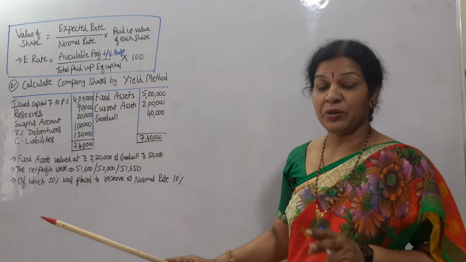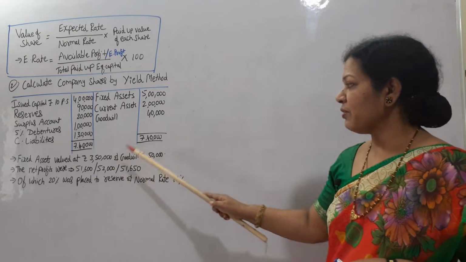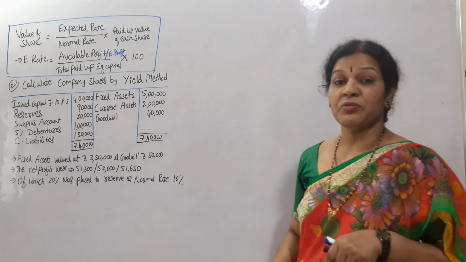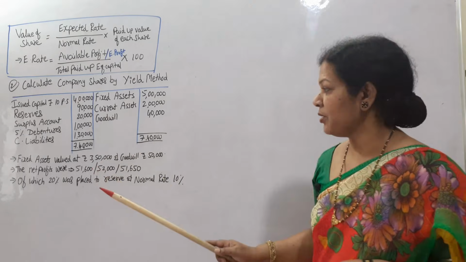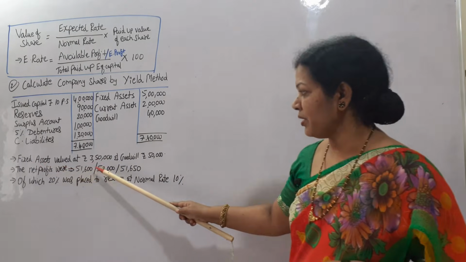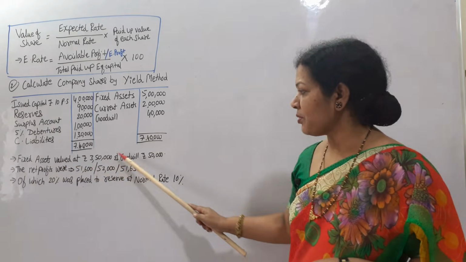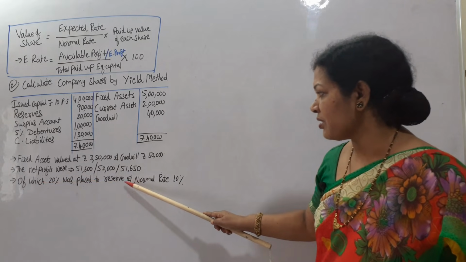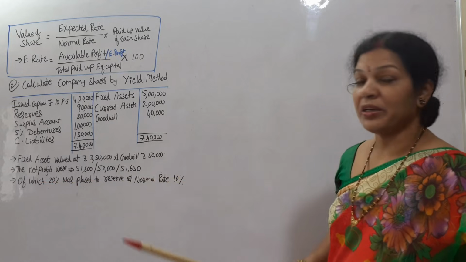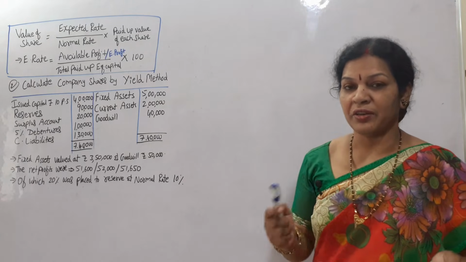This is what is given. And the adjustments, what did they say? Fixed assets are valued at 3,50,000, so we have to value fixed assets at 3,50,000, and goodwill at 50,000. And the net profits for 3 years are given, of which 20% was placed to reserve, and the normal rate is 10%. Wherever we have adjustments, we need to do them.